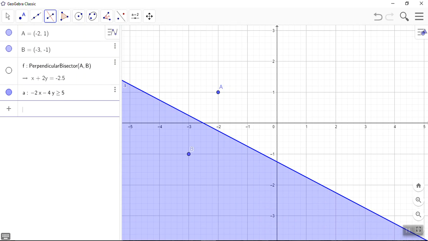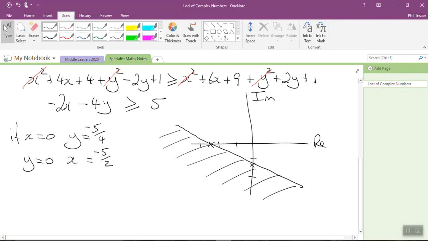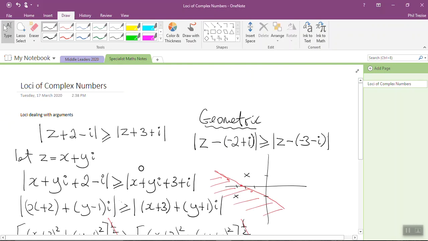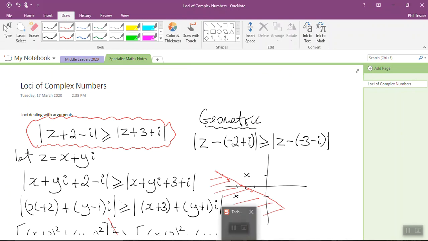So I've got the solid line, which is the perpendicular bisector running along here, and GeoGebra understands with the inequality to shade the appropriate side. And so that matches exactly what we thought when we were back here looking at OneNote. There is the locus of this expression. That's enough for now. There'll be more instalments using other forms of loci coming soon.